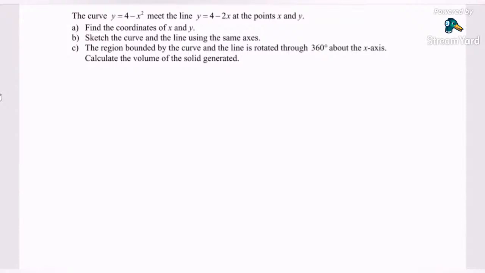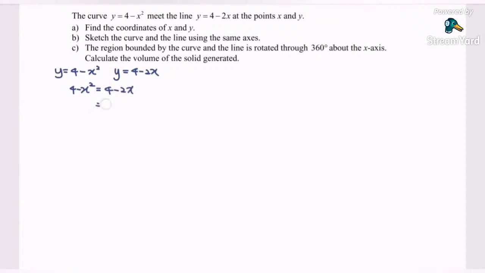The curve y equals to 4 minus x squared meets the line at y equals to 4 minus 2x at the point x and y. Find the coordinates of x and y. So first step, before we sketch the graph, find the points of intersection. So where we have y is equals to 4 minus x squared, y is equals to 4 minus 2x. So 4 minus x squared is equals to 4 minus 2x.